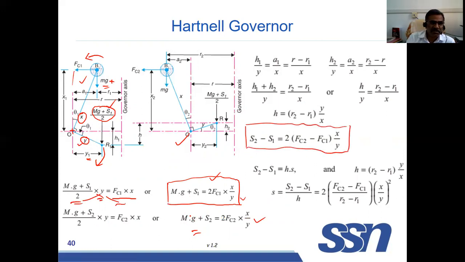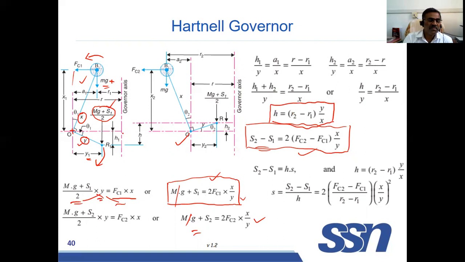If you put this, the mg will cancel. So S2 minus S1 is equal to 2 into (FC2 minus FC1) into X by Y. So this is the difference of the equations. And one more relation we have: the height of the lift of the sleeve, the lift of the governor.